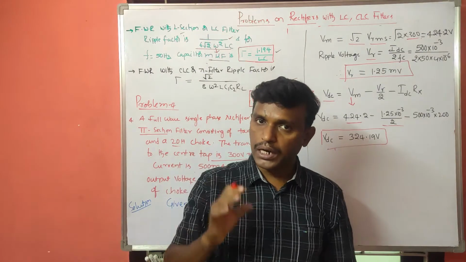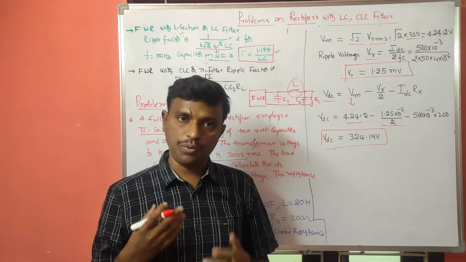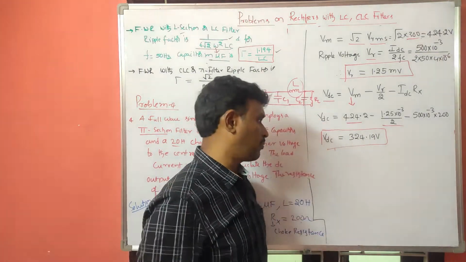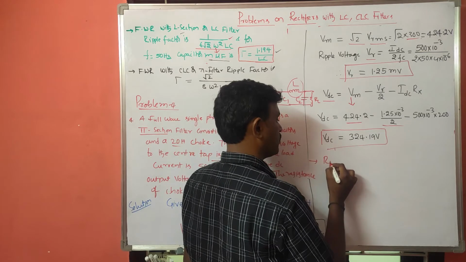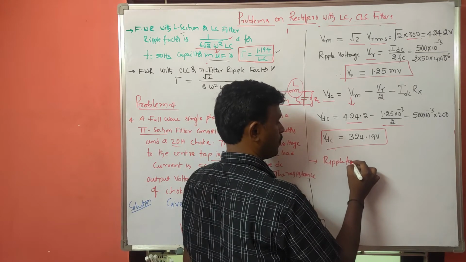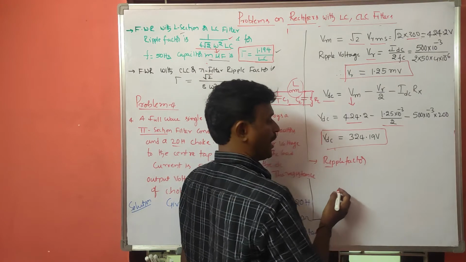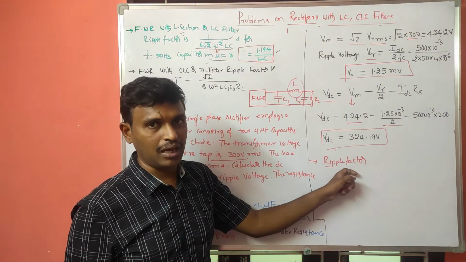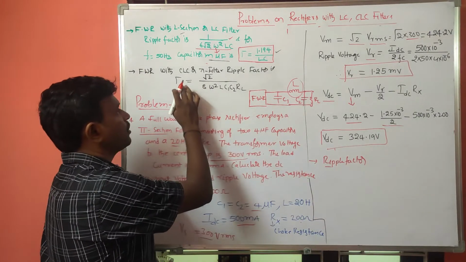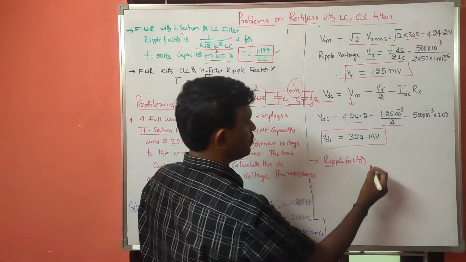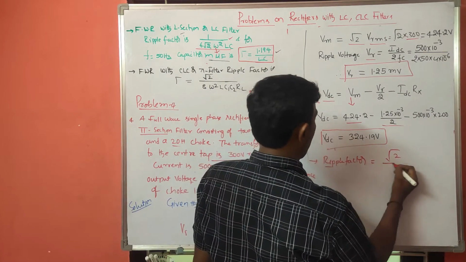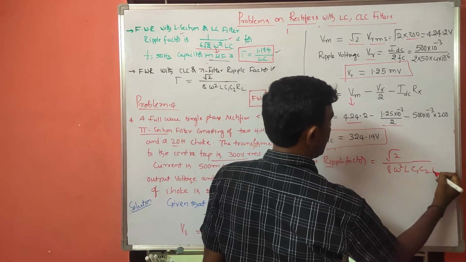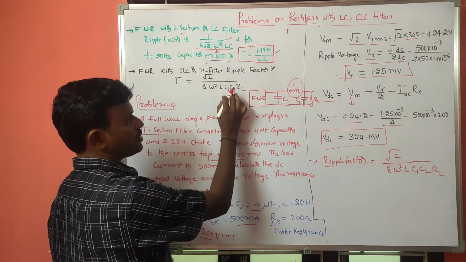So this is the calculation of the output DC voltage and the ripple voltage of this problem number 4. But we can extend this problem to the calculation of the ripple factor. How can you calculate the ripple factor? The extension of this problem number 4 is the ripple factor calculation. The ripple factor is equal to root 2 by 8 omega square L C1 C2 into RL.